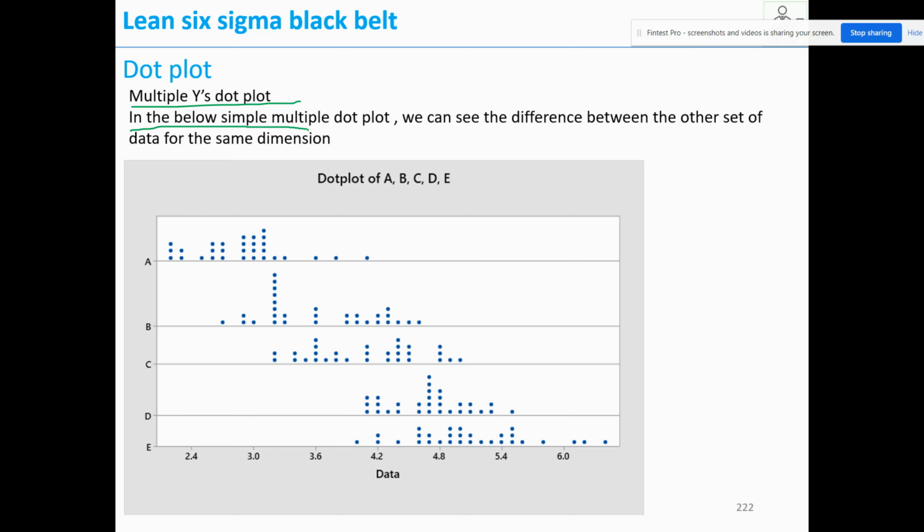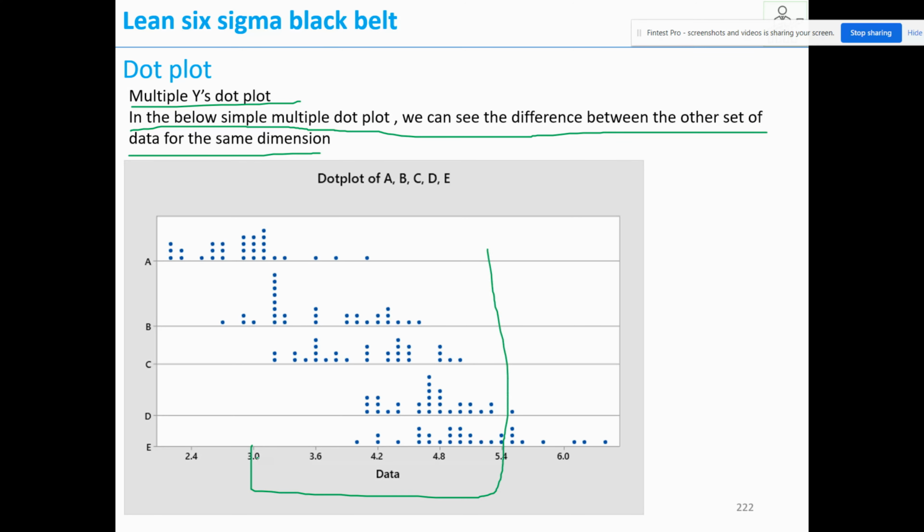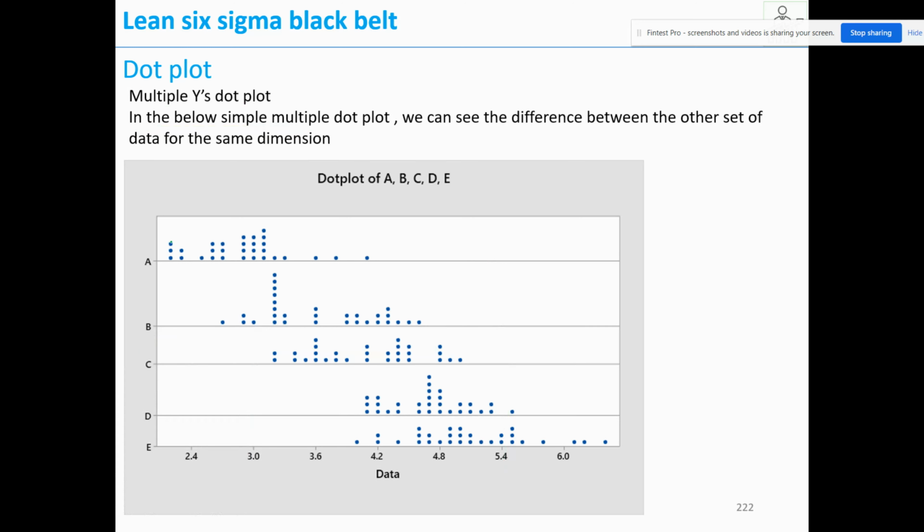In the below simple multiple dot plot, we can see the difference between the other sets of data for the same dimension. Let me assume 3 to 5 is my spec. So I can say C is having very good consistency. It is well within the specification. Whereas A is also towards the lower side, but it is somewhat nearing within the spec. This is okay. This is towards max and this is out of max. So like this, visually we can see the distribution and frequency in the dot plot.